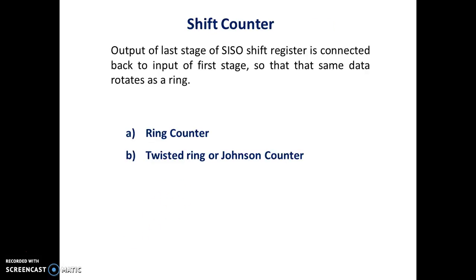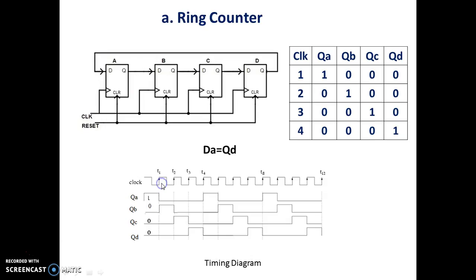In the shift counter, it is like a shift register in which the output of the last shift register is given to the input of the first shift register, and the clocks are continuously provided. The data goes on shifting continuously like a ring. There are two types of shift counters: one is the ring counter and the other is the twisted ring counter. We will see step by step.